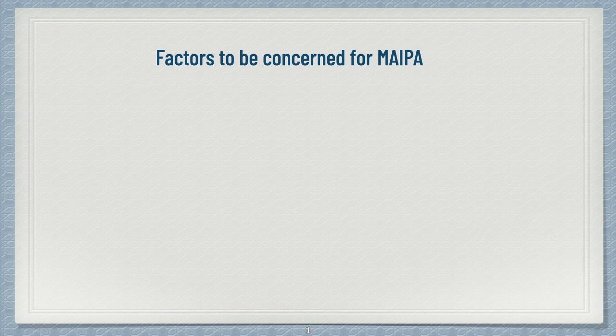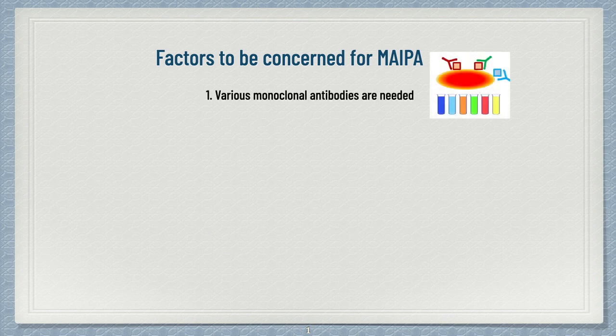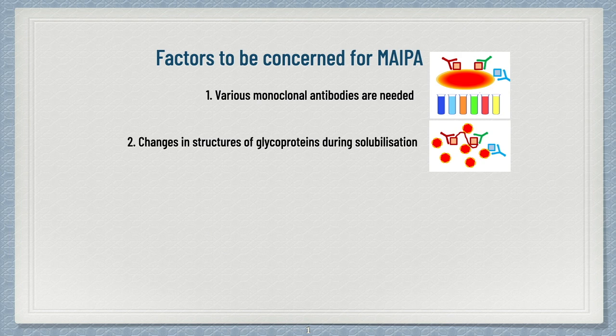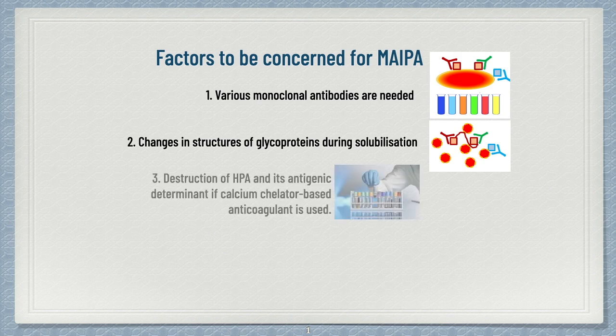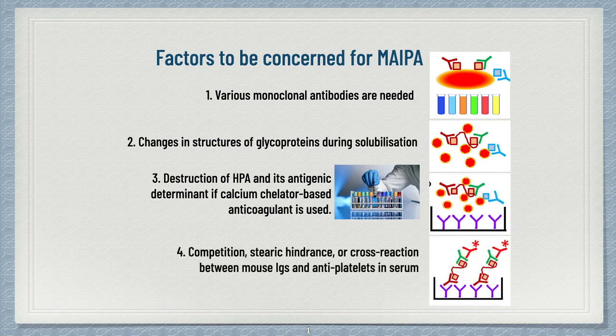Some factors are of concern for MAIPA. Various monoclonal antibodies are needed in the test. Changes in structures of glycoproteins during solubilization. Destruction of human platelet antigen and its antigenic determinant if a calcium chelator-based anticoagulant is used. Competition, steric hindrance, or cross-reaction between mouse immunoglobulins and antiplatelets in serum.